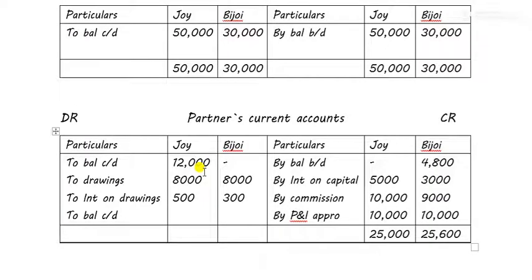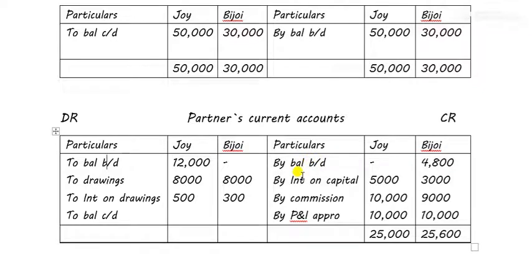So the first step, a very important and complex step, is solved: writing down the balance of the current account. Bijoy had a credit balance, so we wrote it on the credit side, and Joy had a debit balance, so we wrote it on the debit side. To balance b/d, okay, not c/d, b/d. To balance b/d, by balance b/d.